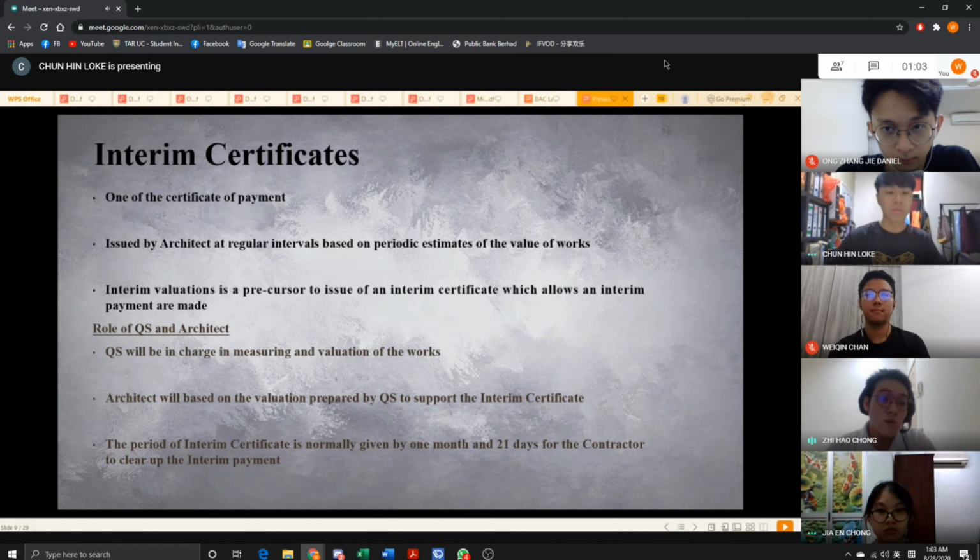The role of QS in interim certificate will be in charge of measuring and valuation of the works. The architect will base on the valuation reports prepared by QS to support the interim certificate. The period of interim certificate is normally given by 1 month and 21 days for the contractor to clear the interim payment.